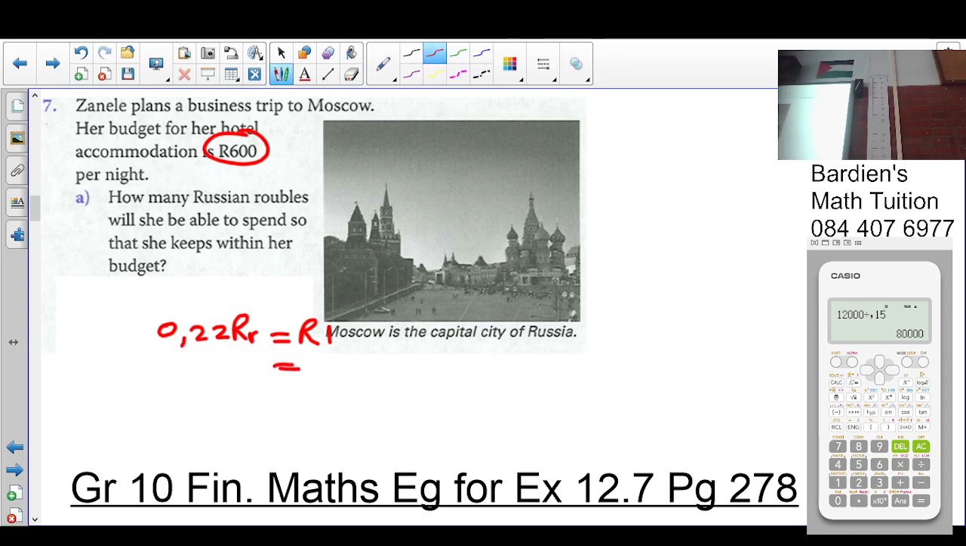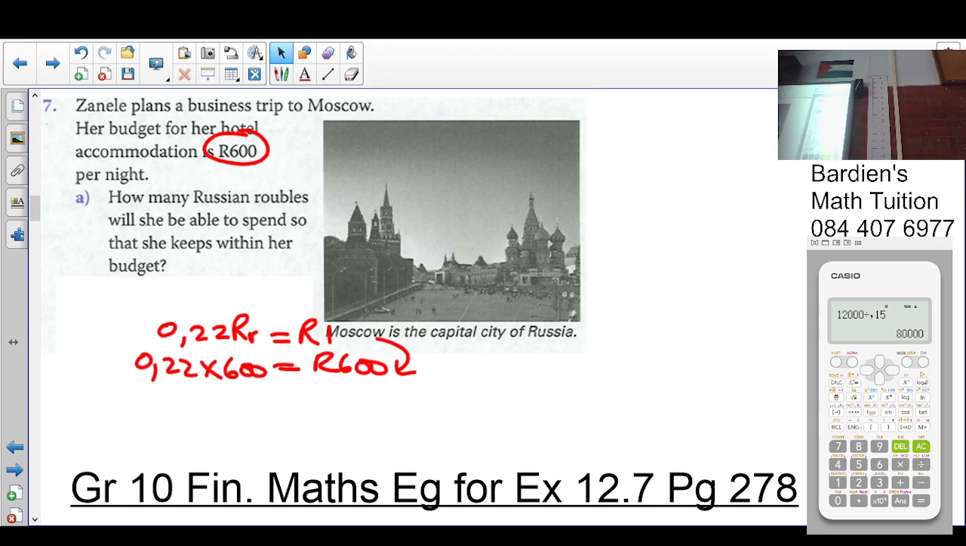So that's going to give you 600 rand. So how do I get from 1 to 600? Times it. So 0.22 multiplied by 600 gives us 132 Russian rubles. Okay, so that should be a yes. One Russian ruble is equal to 22 cents.